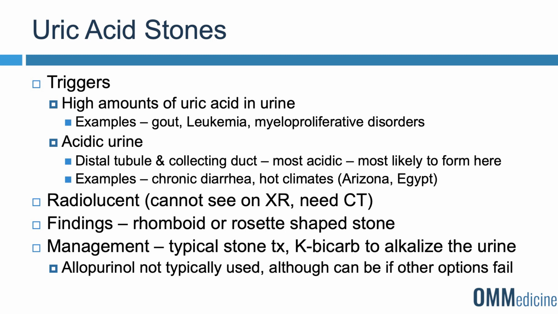The next type of stone we'll talk about are uric acid stones, which, as their name implies, are simply made out of uric acid. And these stones are going to be formed when the amount of uric acid in the urine is high.